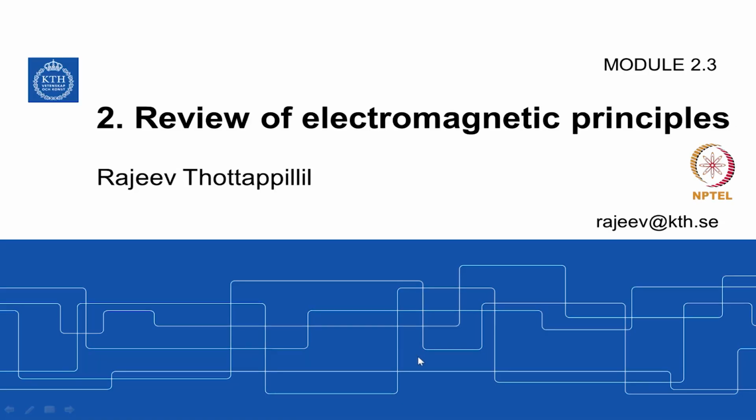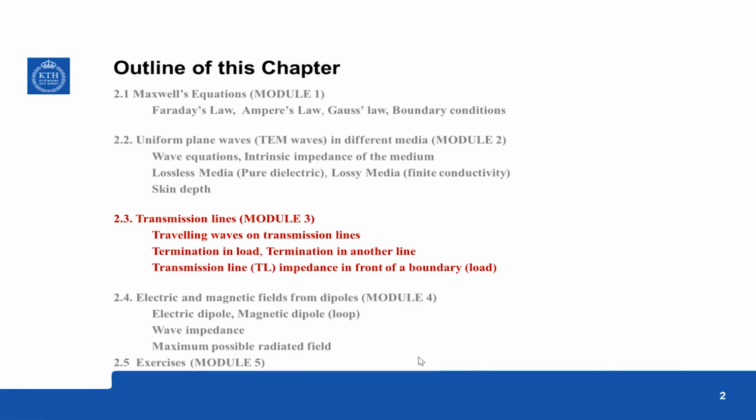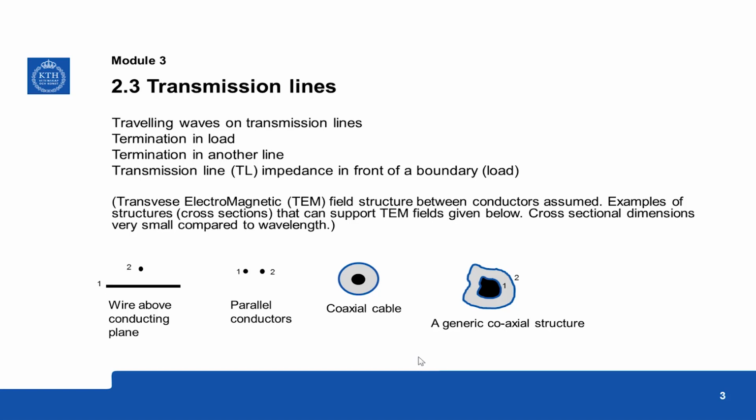This is module 2-3 of the continuation of electromagnetic principles. In this chapter, we will see about transmission lines. Especially, we will see traveling waves on transmission lines, the solutions for that.